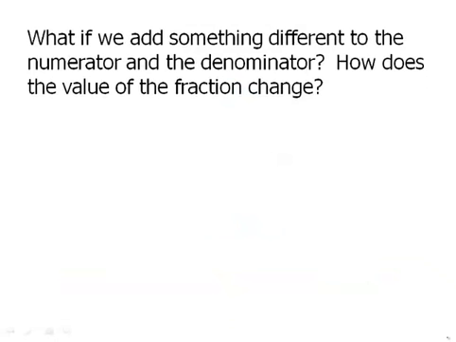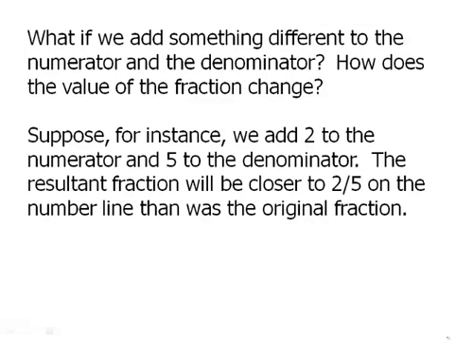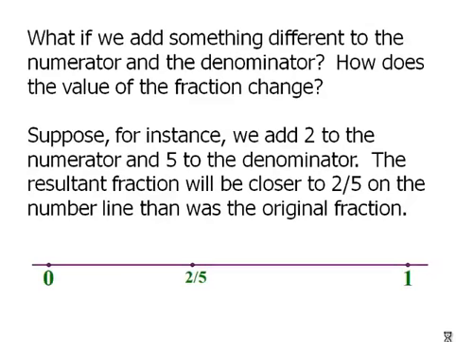What if we add something different to the numerator and the denominator? How does the value of the fraction change? Well, suppose, for instance, we add 2 to the numerator and 5 to the denominator. The resultant fraction will be closer to 2/5 on the number line than was the original fraction. So that means if we're starting out here less than 2/5, adding 2 to the numerator and 5 to the denominator will move it closer to 2/5, moves it up, makes it bigger. But if we're starting over here on the number line, adding 2 to the numerator and 5 to the denominator moves it closer to 2/5, moves it down. So now the central attractor is not 1.